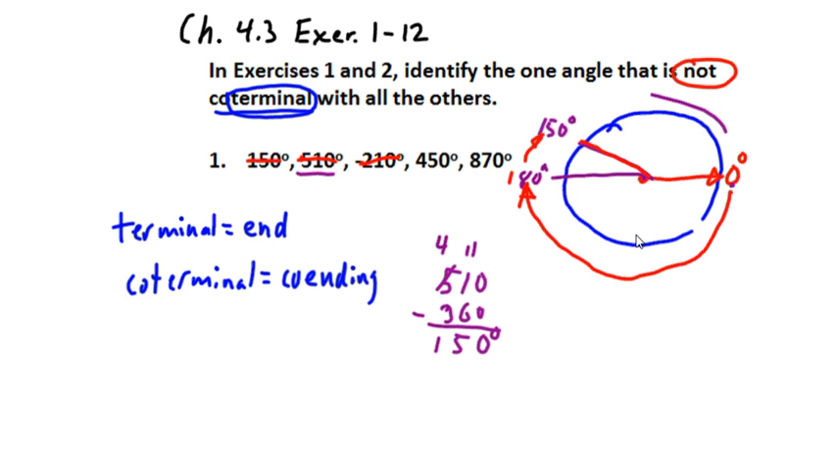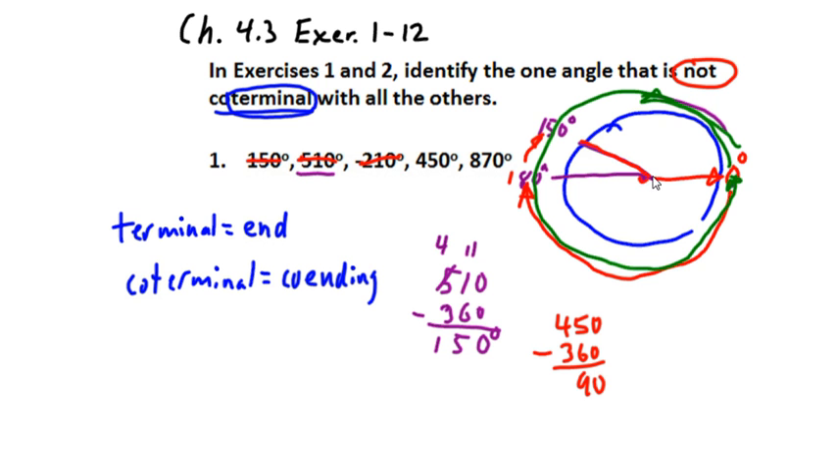That is not correct. Now 450 looks like it might be interesting, because if we take 450 minus a full circle rotation of 360, we get 90. So a 450 degree angle would be once around like this, plus another 90 degrees. The terminal side of this 450 degree angle is right here, which is not consistent with the first 3 that we looked at. So this would have to be our correct answer.